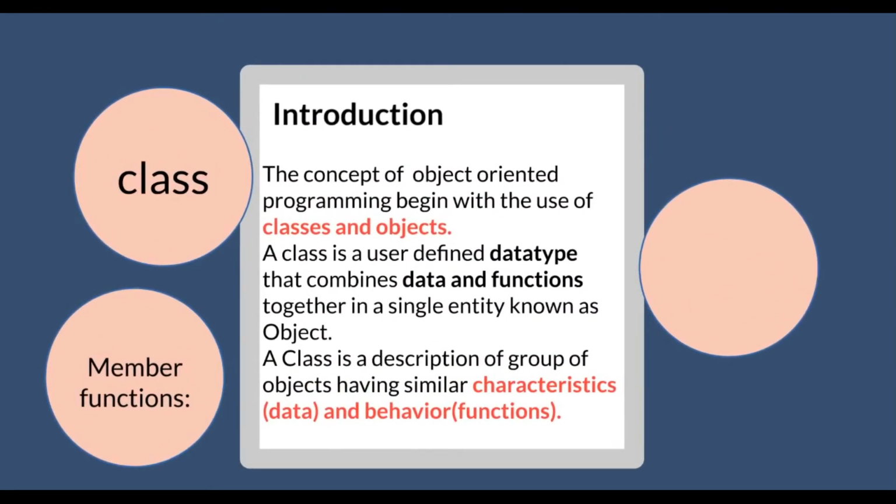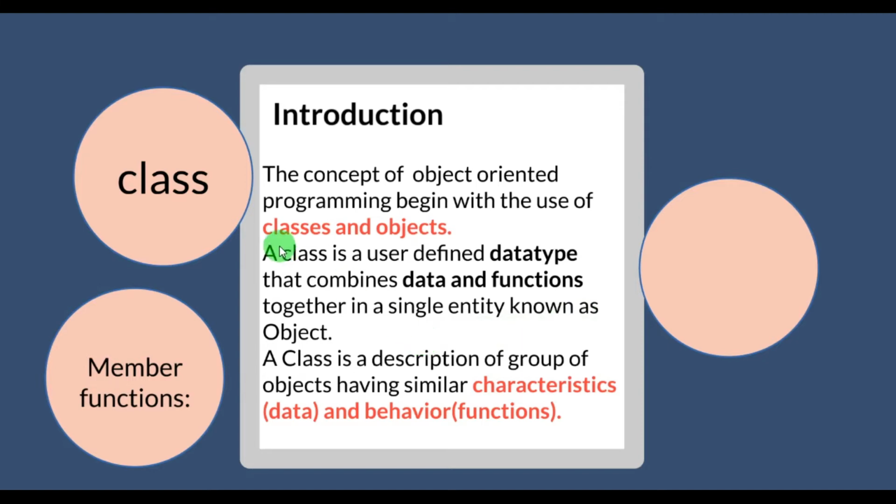So the first is introduction. We are going to see the introduction of classes and object. The concept of object-oriented programming began with the use of classes and object. So mainly object-oriented programming is based on classes as well as objects. A class is a user-defined data type that combines data and functions together in a single entity known as an object. So this is a class definition.